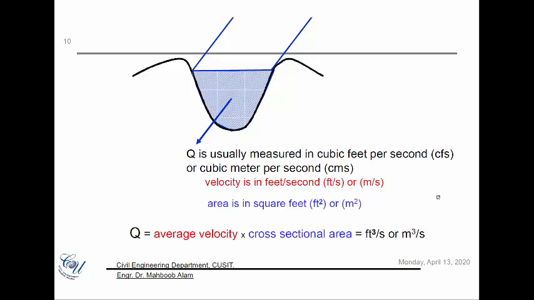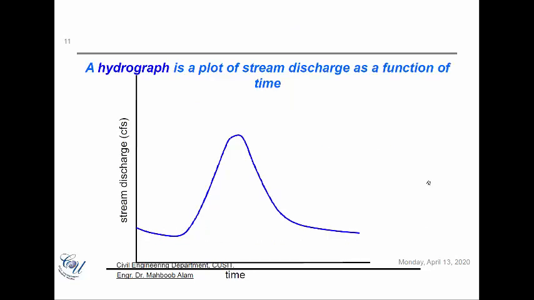Of course, there are liters per second or gallons per second. These are other units, but in open channel flow, in stream flow, usually these are the two most widely used units: cubic feet per second and cubic meters per second. Now, a discharge is usually represented by a hydrograph.